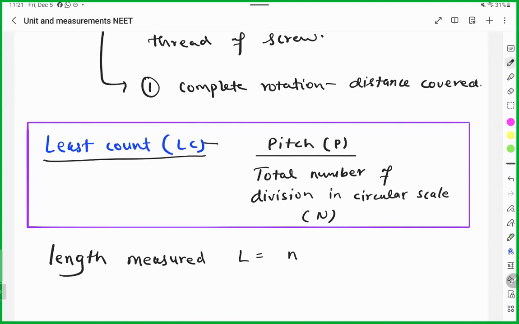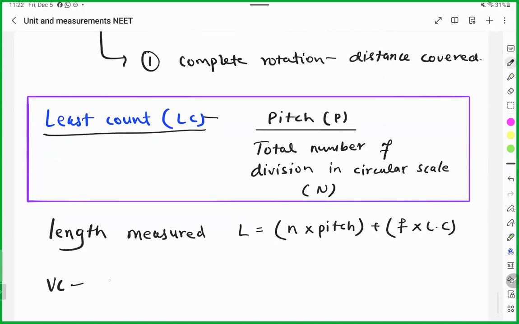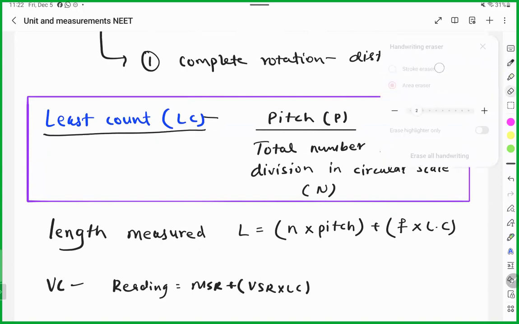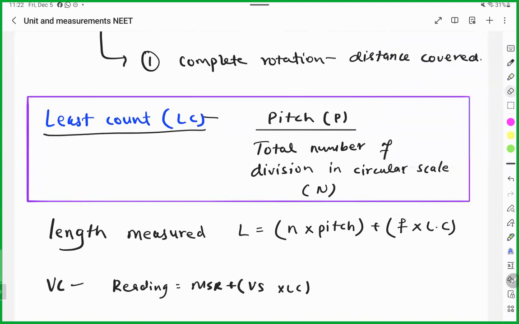Total length is the number of rotation, main scale reading, multiplied by the pitch, plus circular scale reading multiplied by the least count. Same like how we did in the last topic. What was there in the last topic? In Vernier Caliper, reading was main scale reading plus Vernier scale reading multiplied by least count. Right? Like the Vernier scale which coincides with the main scale, and then it was least count. Exactly the same thing.